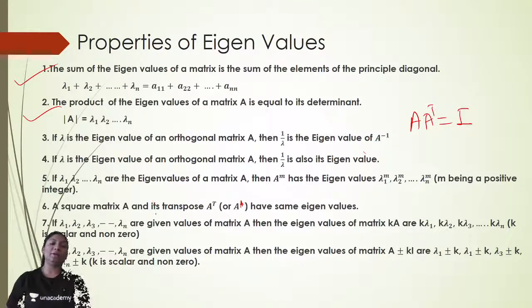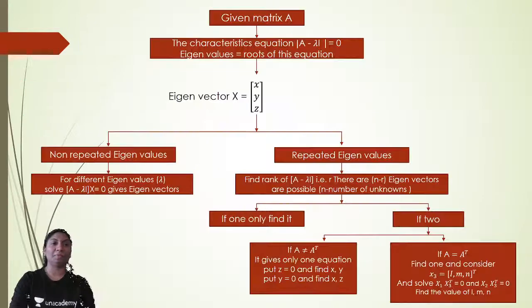If lambda 1, lambda 2 up to lambda n are the eigenvalues of matrix A, then the eigenvalues of matrix A plus or minus k are lambda 1 plus or minus k, lambda 2 plus or minus k, and so on, lambda n plus or minus k, where k is a non-zero scalar. Okay, now next one.